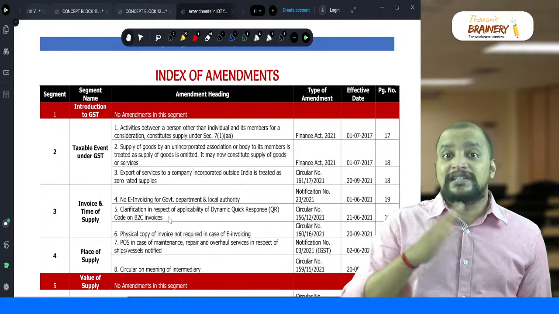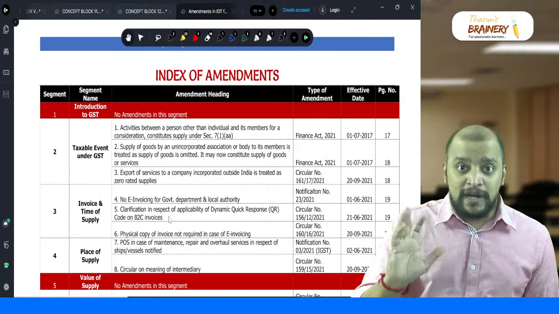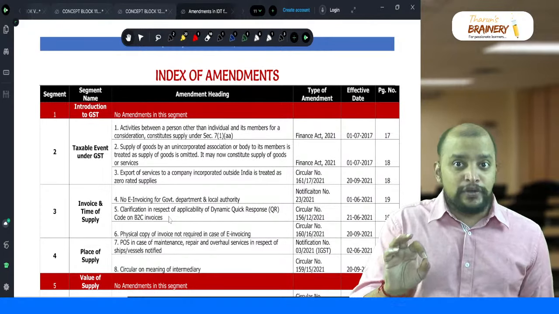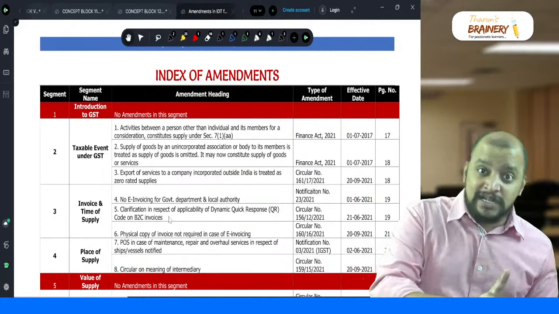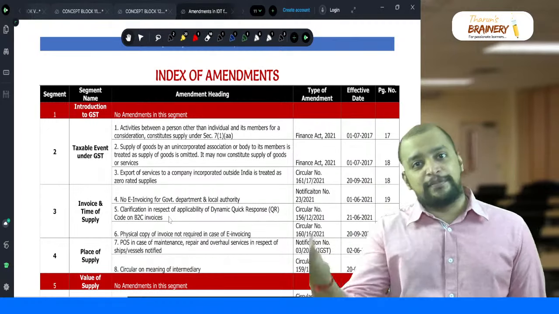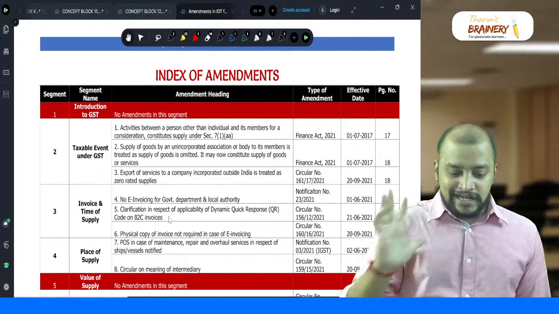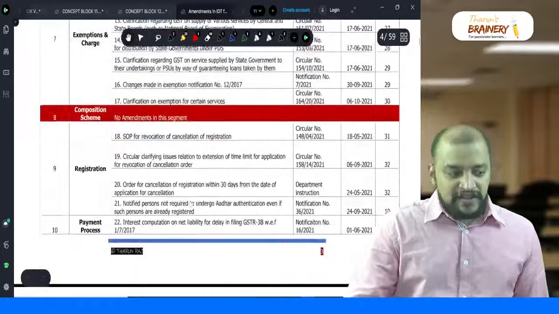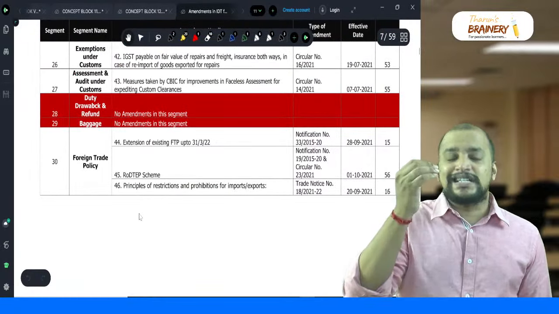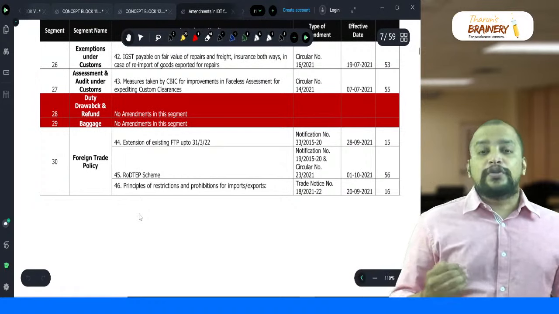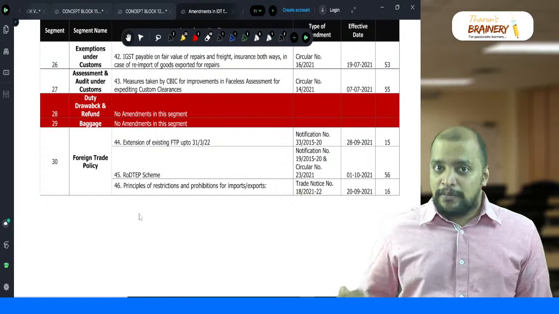Okay, so that's why I just gave you this: what are all the amendments applicable for your May 22 exam as per your ICAI study material plus statutory update, covering both. That is this. So in total we have around 46 amendments.